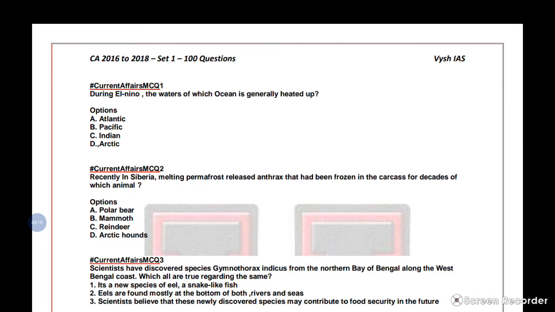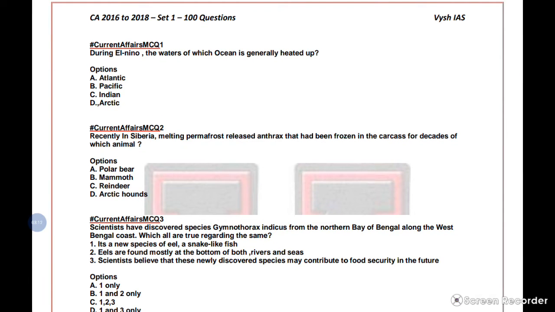That's the first question. Second question: recently in Siberia. Recently means it happened at that time, 2016-17. In Siberia, melting permafrost released anthrax that had been frozen in the carcass for decades of which animal? At that time when this permafrost melted, the anthrax got released from the carcass of some animal. So which animal are we talking about? You know it's something in the polar region. Is it polar bear, mammoth, reindeer, or Arctic hounds? That's the second question. I'll show you the answers.